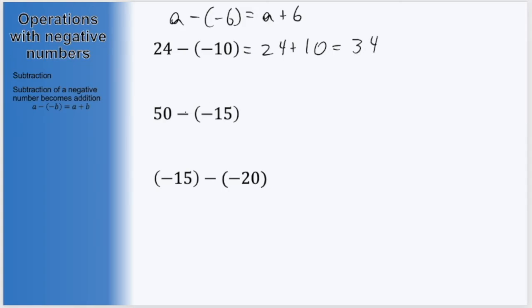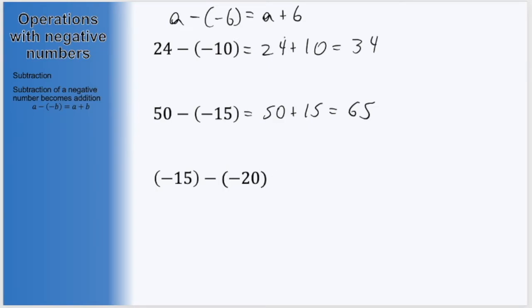Next up, consider 50 minus negative 15. Again, we'll end up with subtraction of a negative 15 turns into plus 15. Then 50 plus 15 will give us 65. Now, what about a negative number minus another negative number?